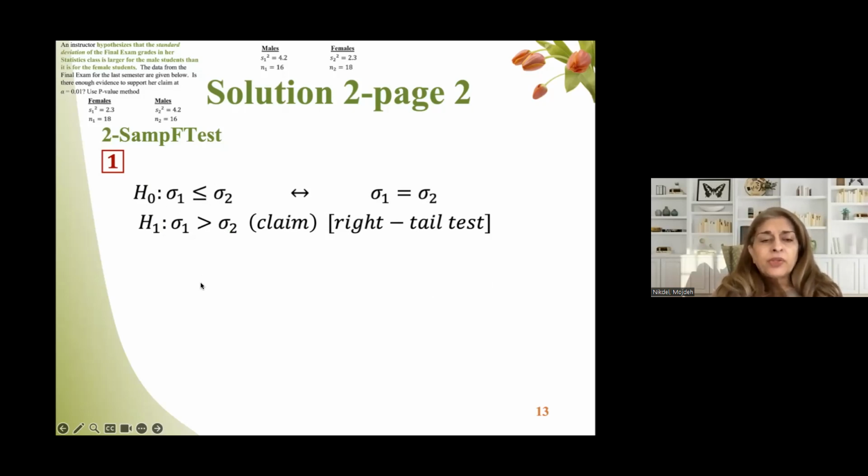Okay. To find step 2, I'm going to go and use my calculator. Remember, I switched the groups. So let me stop sharing.